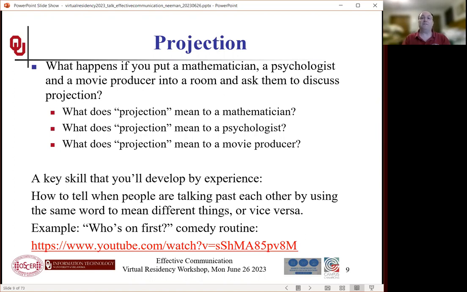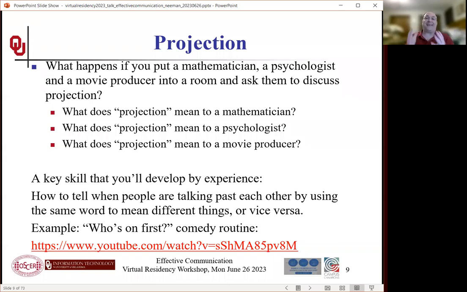How about a movie producer? What does projection mean? Making light pass through a film. Yeah, passing light through a translucent medium in order to put an image on a screen, right?